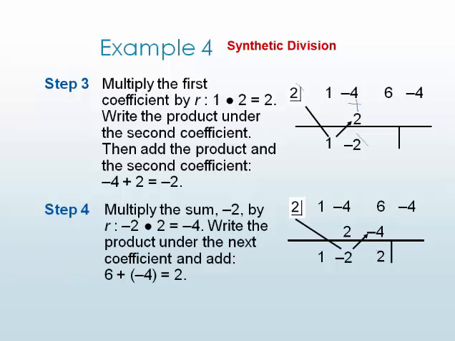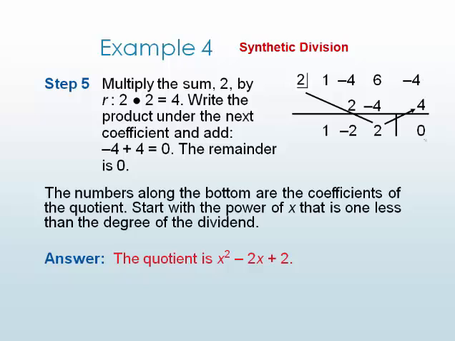The coefficient of x cubed is just 1. The coefficient of x squared is negative 4. The coefficient of 6x is 6. And the coefficient of negative 4 is negative 4. So what has happened here is we just have some numbers, but what they mean are the coefficients of our solution. So it says write down the product under the next coefficient. Negative 4 plus 4 is 0. The remainder is 0.